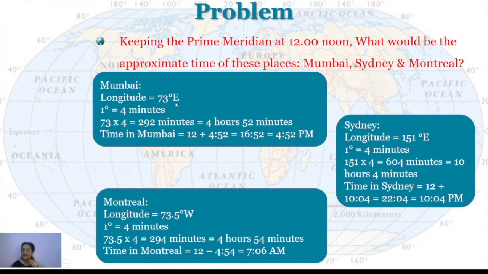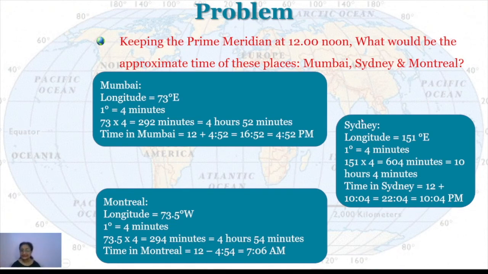So what we have discussed earlier, when we move towards east, the time will be added. When we move towards west, the time will be subtracted. So this is the time difference, 4 hours and 52 minutes. And if at the prime meridian it is 12 noon, what will be the time at Mumbai? 12 noon plus 4 hours and 52 minutes will give us 4:52 p.m. So at Mumbai, at present, the time is going to be 4:52 p.m. So this is the first one.